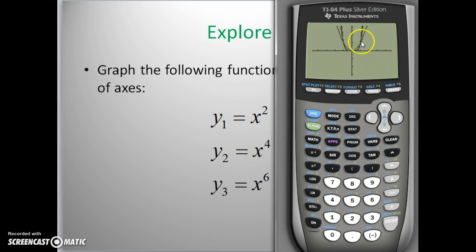So these are a little skinnier as far as vertical width here, or I guess a horizontal width, but they flatten out near the origin as the power of x gets higher. But again, focusing on the overall shape, they're very similar in shape. We have a parabolic shape for each of them. It goes up and to the right and up and to the left.